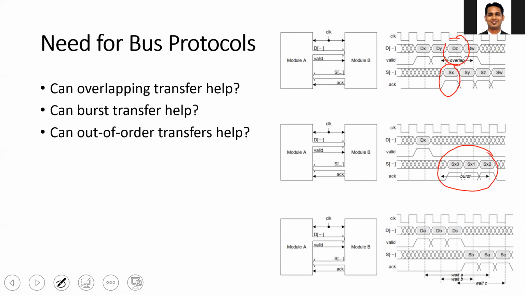So can such burst transfer be supported? Also, you may have out of order transfer. For example, here you can see that the data is sent in A, B, C in a particular order, but you can see that you are getting the acknowledgement from B before you are getting the acknowledgement for A. Can such things be supported in your bus protocol? That you need to understand.